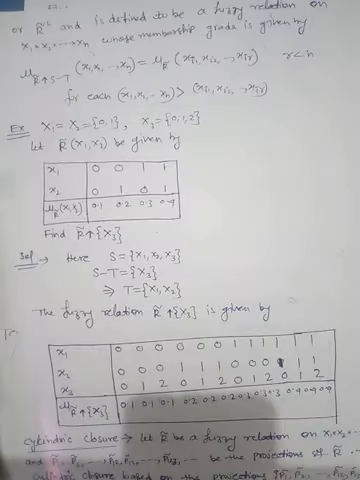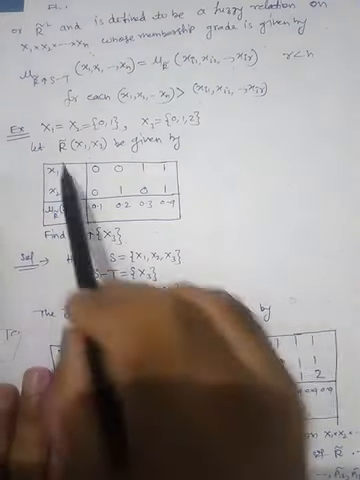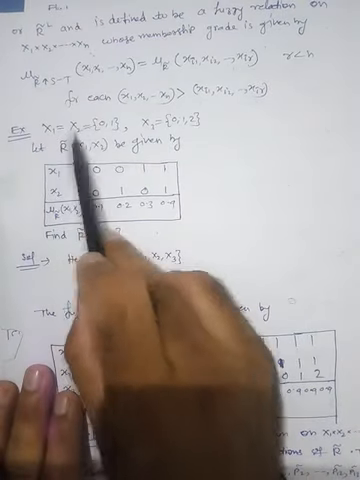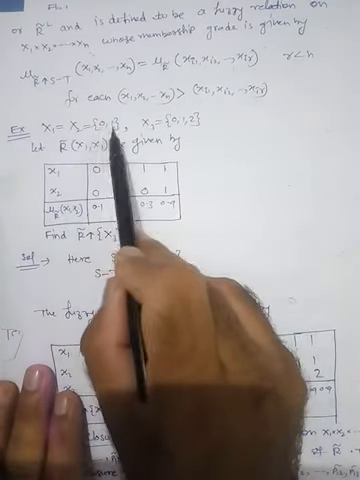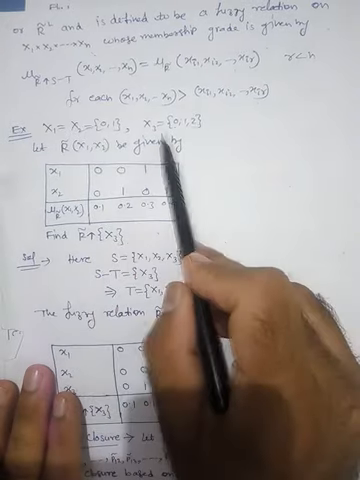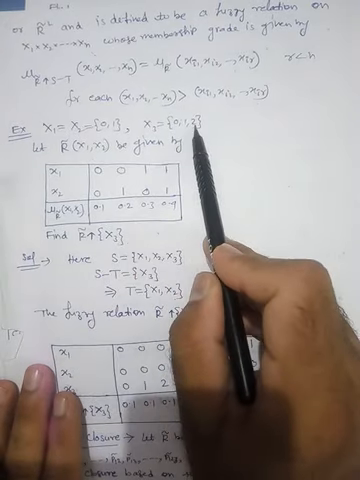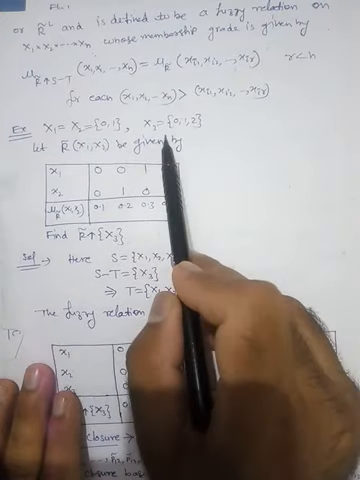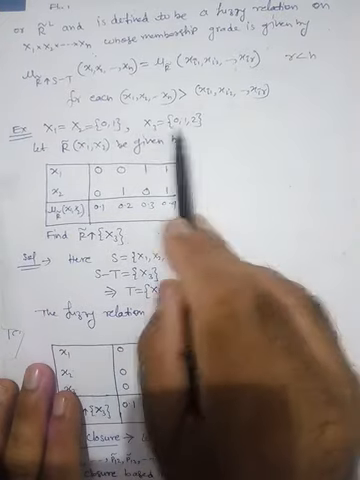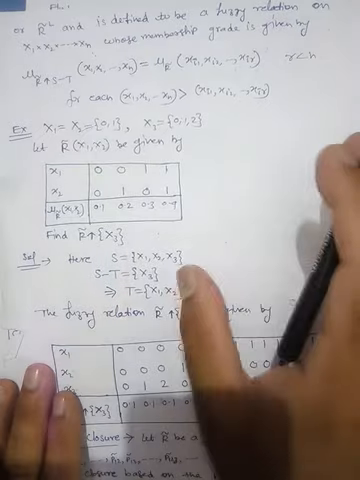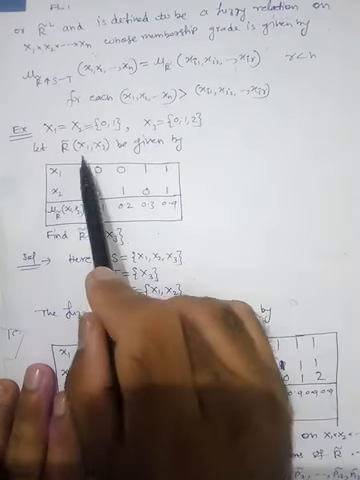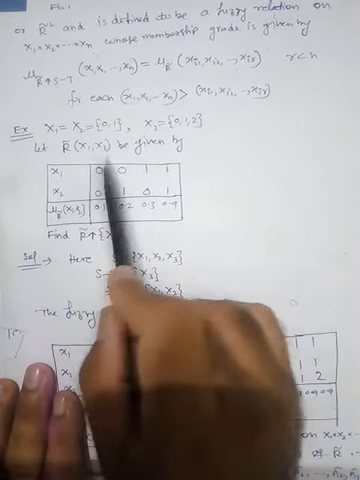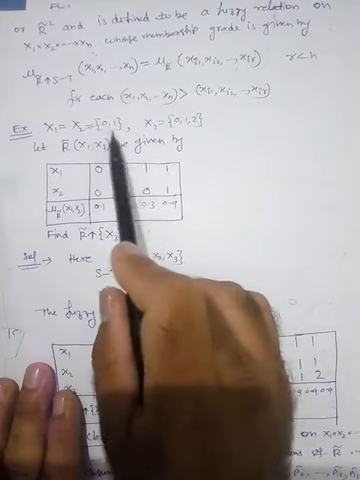Now let's take an example. Suppose x1 and x2 are both the same set, having only two members, 0 and 1. x3 is another set having members 0, 1 and 2. So ultimately how many pairs are there in x1 x2 x3? 12 pairs: 2 into 2 into 3. So 12 pairs will be there. Fine. But R is a relation over x1 and x2. How many pairs will be there? 2 into 2, 4 pairs.